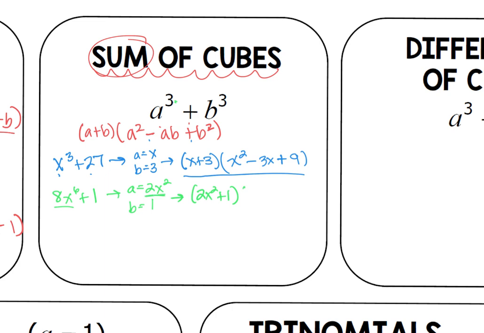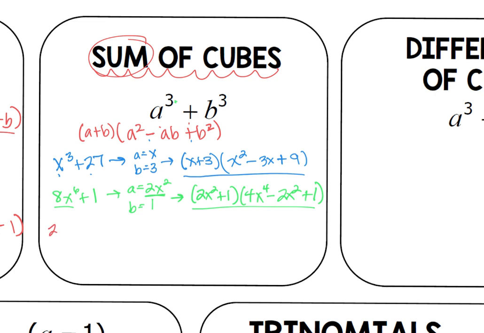So 2 times 2 is 4. X squared times x squared is x to the 4th. And then minus a times b, 2x squared times 1 is 2x squared. And b squared is 1, so plus 1. And now it's done.